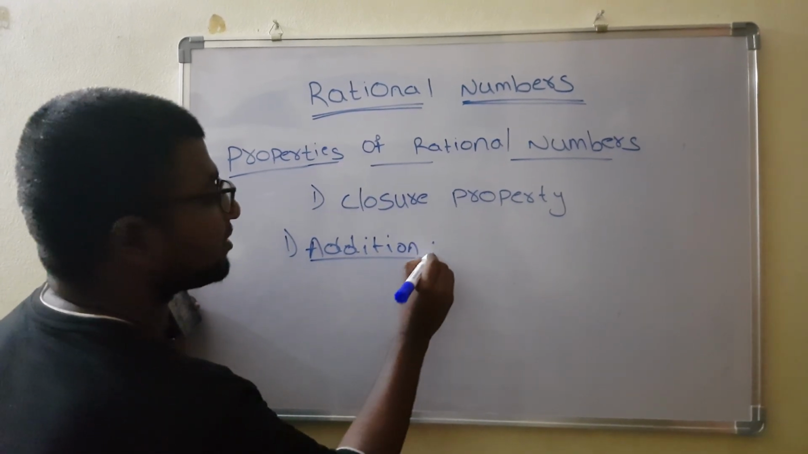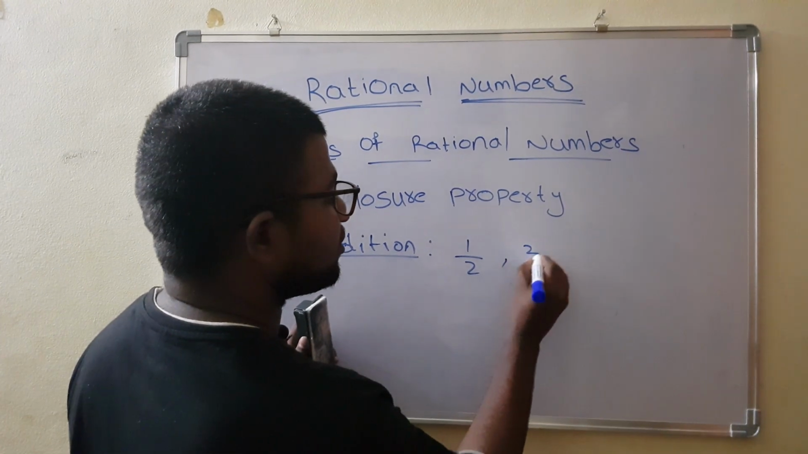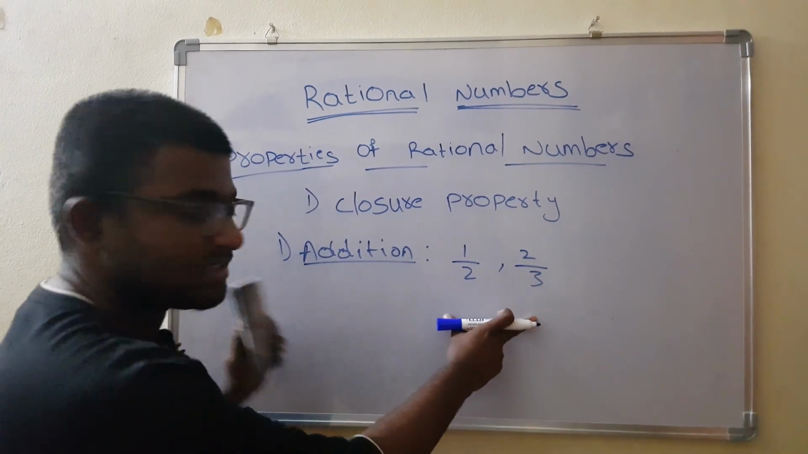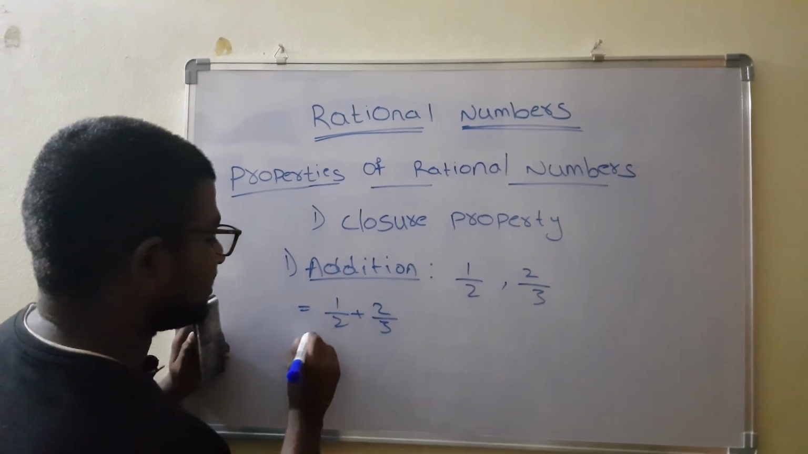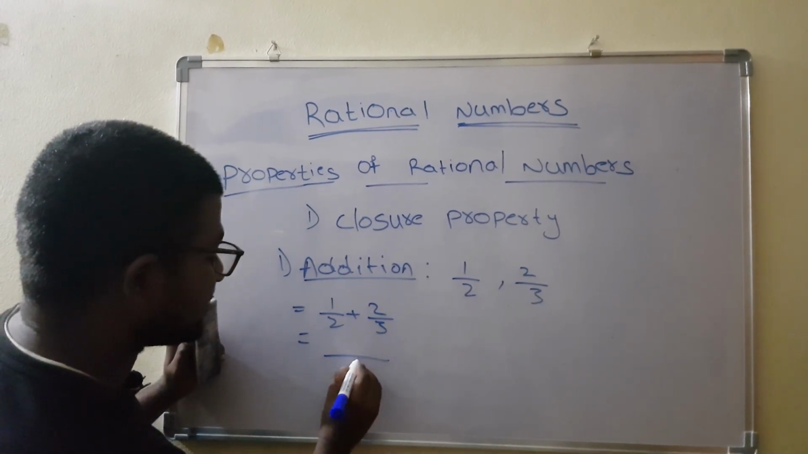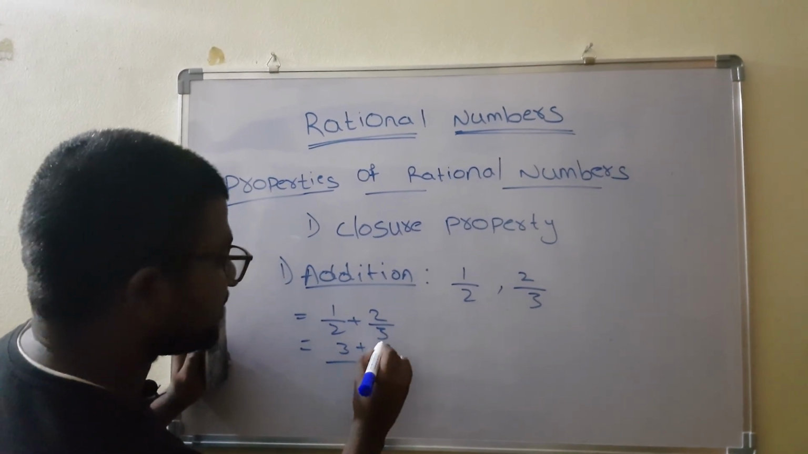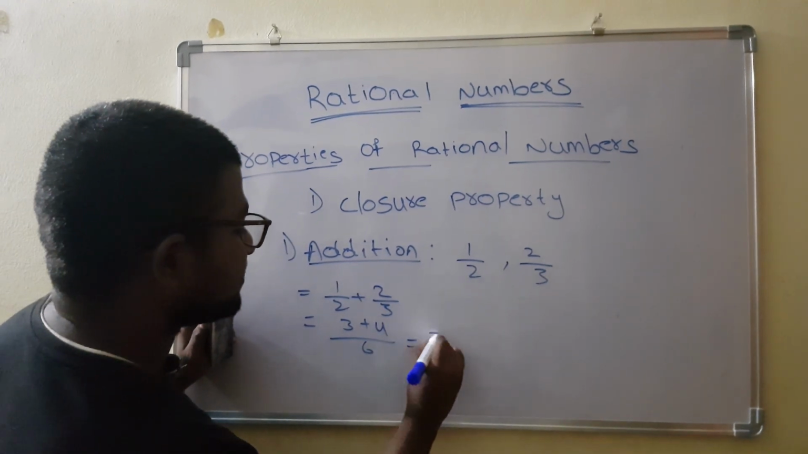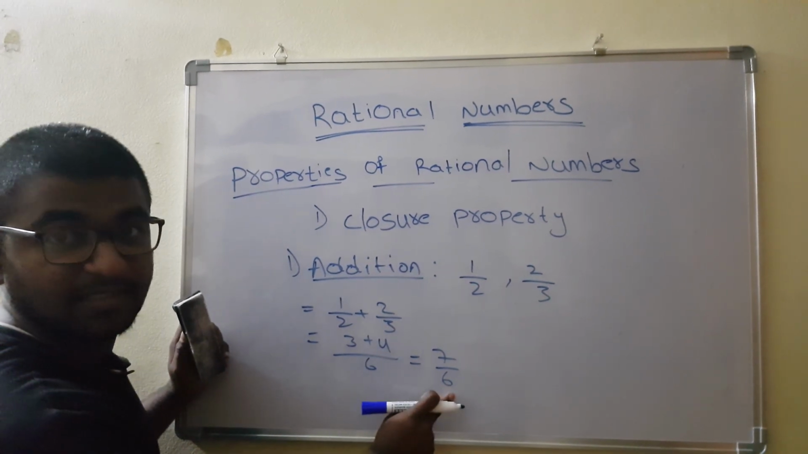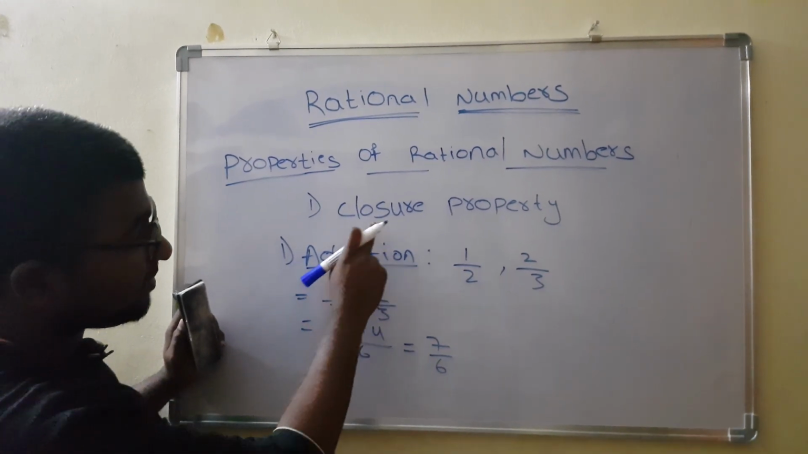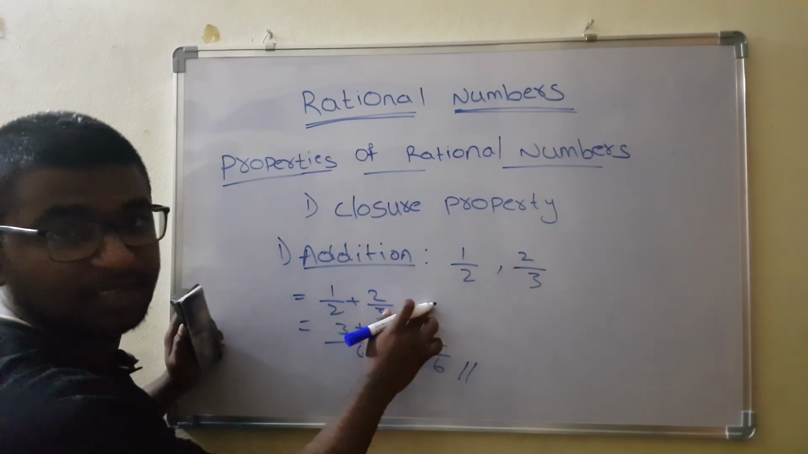Take two rational numbers, 1 by 2 and 2 by 3. We can add these two rational numbers: 1 by 2 plus 2 by 3. Take the LCM of these two numbers, that is 6. Then do the operations, 3 plus 4, that is 7 by 6. When we are adding these two rational numbers, we get another rational number. That's why this property holds. This is known as closure property in addition.